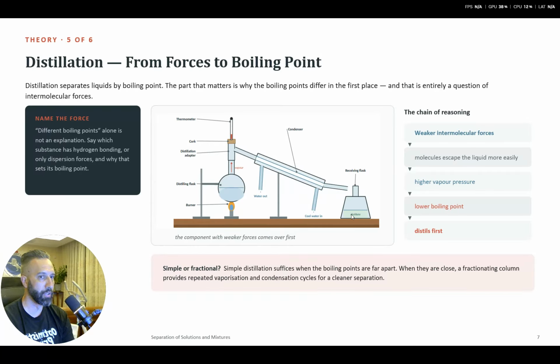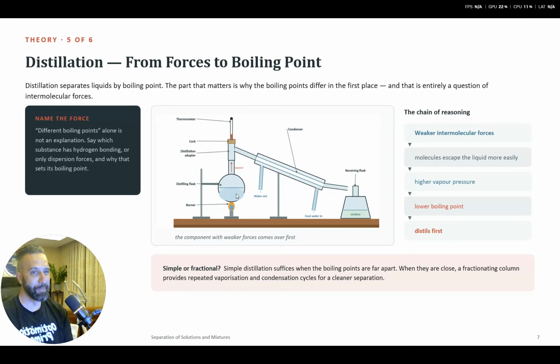Let's say ethanol and water. Ethanol's boiling point is, I don't know, like 60, 70, 80 degrees. If the difference in boiling points between two liquids is large enough, you're going to be able to separate them by heating this to the boiling point of the lower of the two liquids. The alcohol is going to boil first, go in here, condense, go in here, and you get alcohol here and water here.